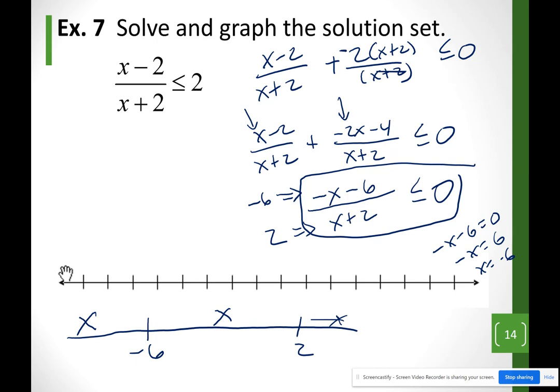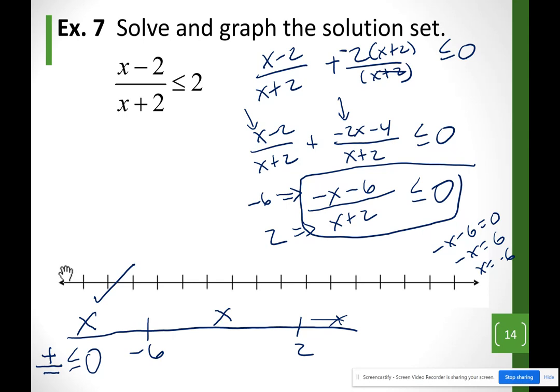The negative of a negative makes it a positive. So negative of a negative makes it a positive. Minus 6. Okay, so on the top, I have a positive. Now on the bottom, x plus 2, I have a negative. Positive divided by negative is negative. Is a negative less than or equal to 0? Yes.